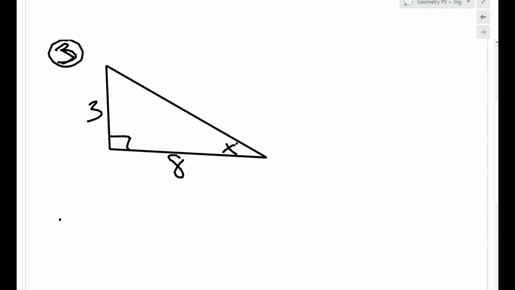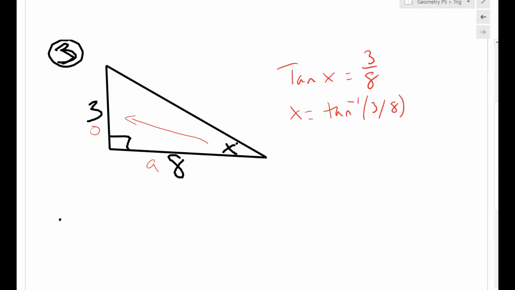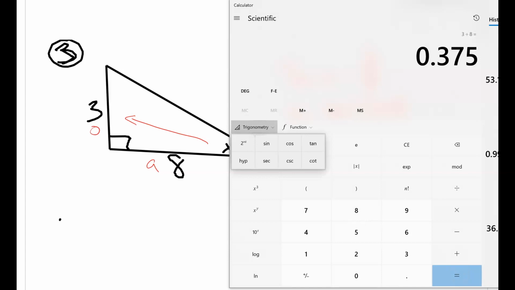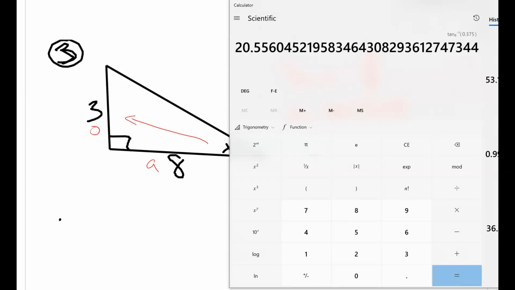All right, I think this is the last one. So why don't you pause this and try it yourself. See if you get the idea. Okay, so what do we have? Well, this would be my opposite. This would be my adjacent. Thinking of Sokotoa: opposite, adjacent, tangent. That's TOA. So this would be tan of x is the opposite over the adjacent. So on the calculator, we're going to type it. So we're going to go 3 divided by 8. Hit enter. Trig, second, tan. And we should get 20.5. We'll round that.